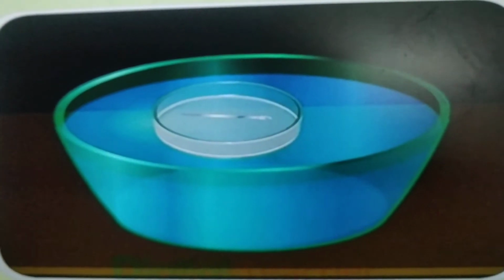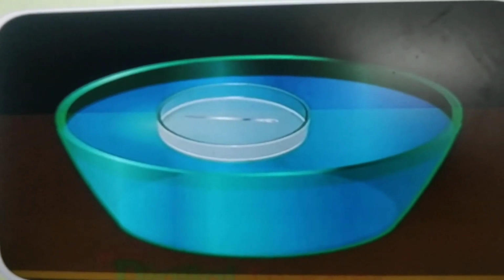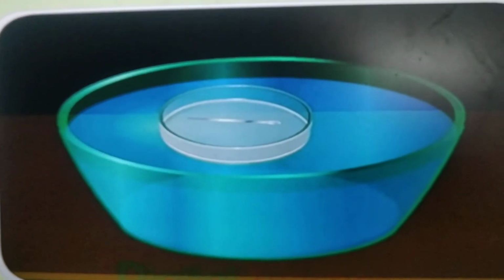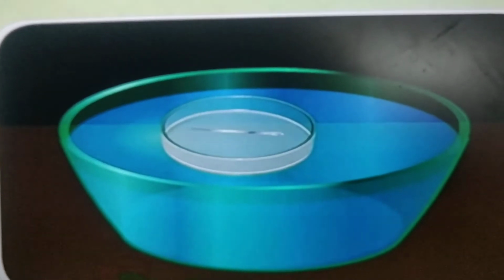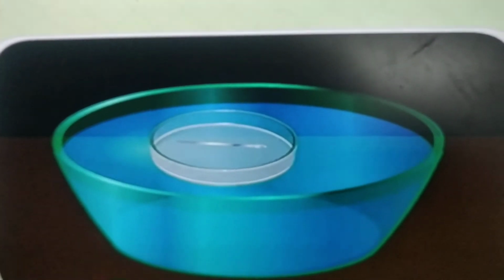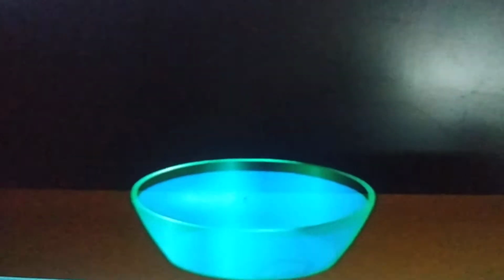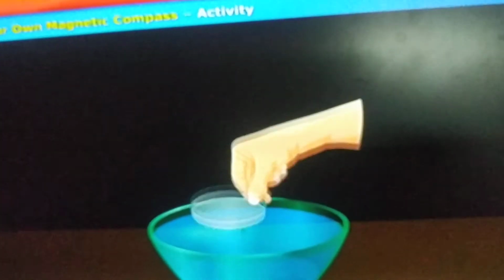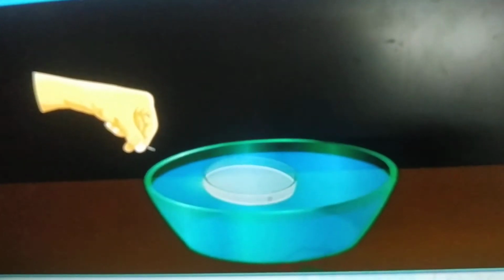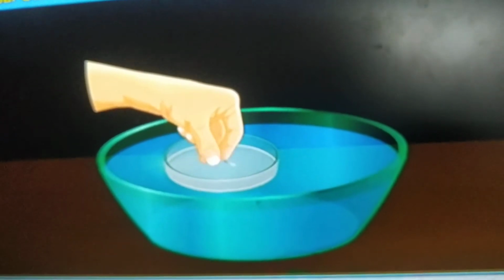Now let's make our own magnetic compass. Are you ready? Yes. For this activity you require water. Take some water in a bowl and place it on the table. Put a lightweight transparent dish on the water surface. Make sure that the transparent dish floats in the water bowl. Like that.